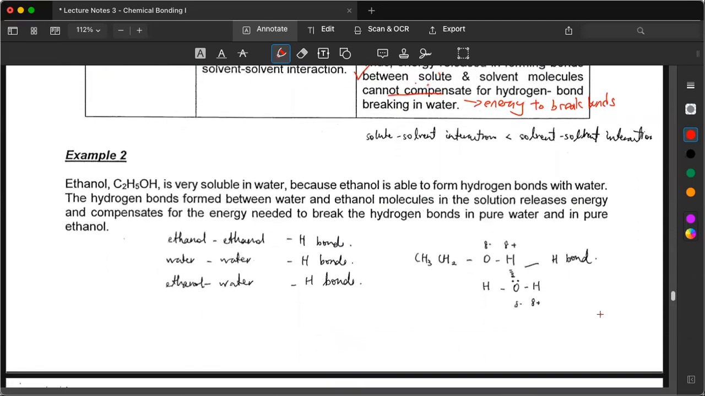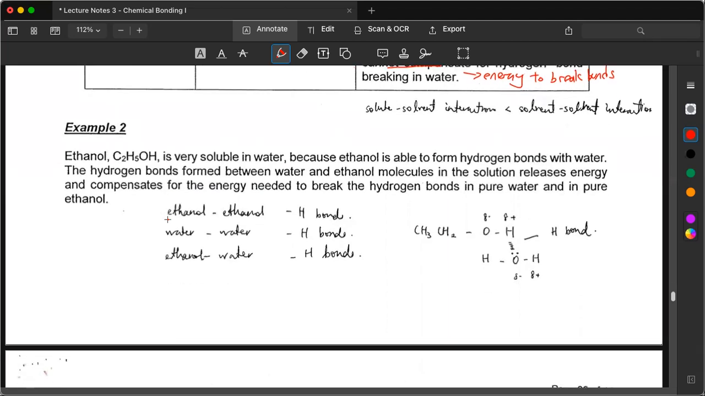Okay, example 2, ethanol is very soluble in water because it forms hydrogen bond with water. The hydrogen bond formed between water and ethanol releases energy and is able to compensate for the energy to break the hydrogen bond. So this can work because they are all hydrogen bond and there's enough energy released from the formation to break the hydrogen bond in pure water and pure ethanol.